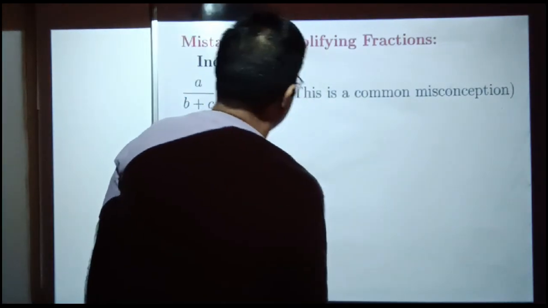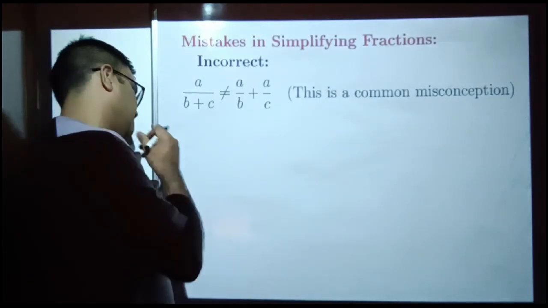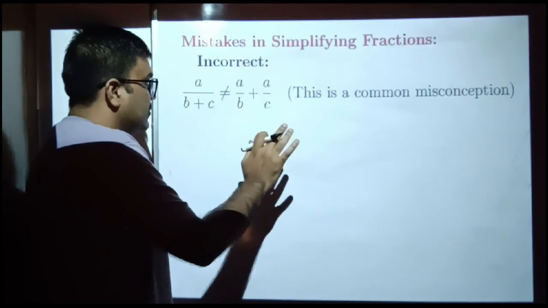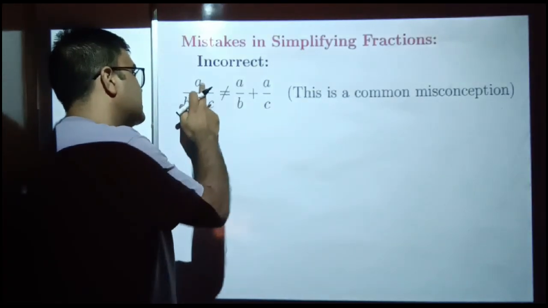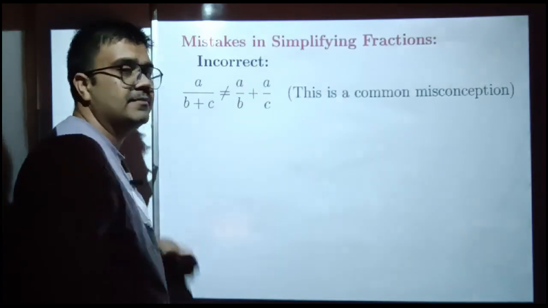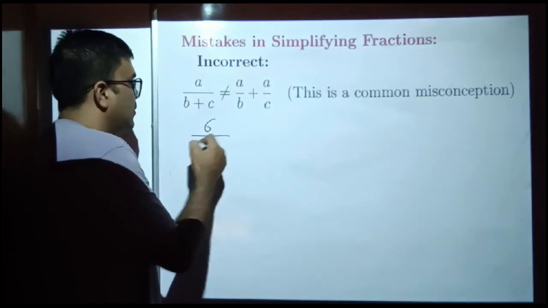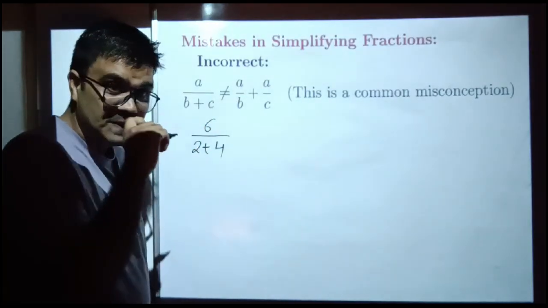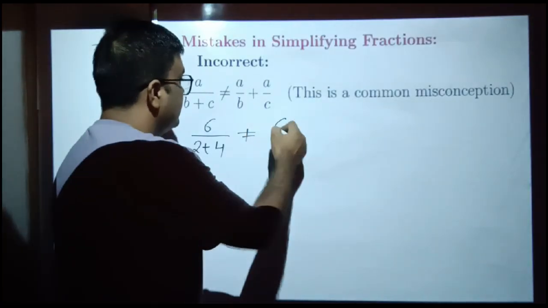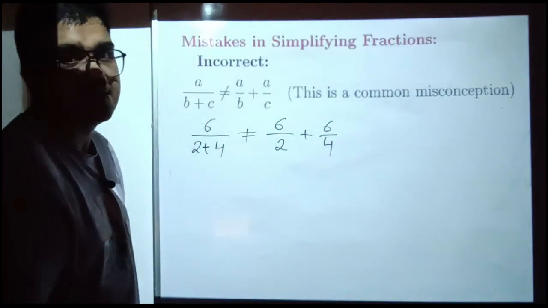Next is mistakes in simplifying fractions. This is a very common mistake seen among students. If it is a over b plus c, they write a over b plus a over c. They use the formula in this way. Suppose I am talking about 6 over 2 plus 4. What do students do? They write 6 by 2 plus 6 by 4, and these should not be equal. This is not the case.